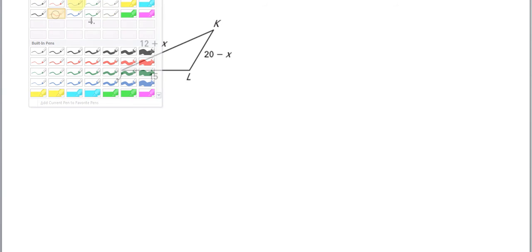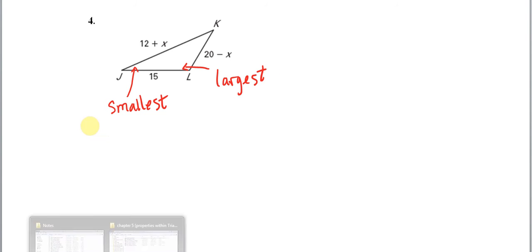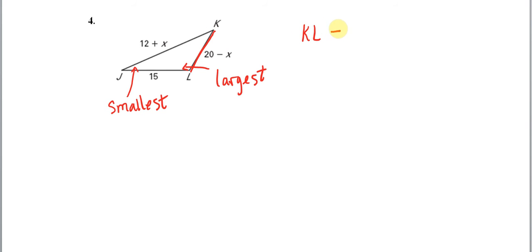Now let's look at this example where it's slightly more complex. Remember, we still know that J is the smallest, and that L is the largest, and that K must be somewhere in between. So we can compare the sides. If J is the smallest angle, then KL is the smallest side. So KL plus the second smallest side, JL, must be greater than the largest side, JK.